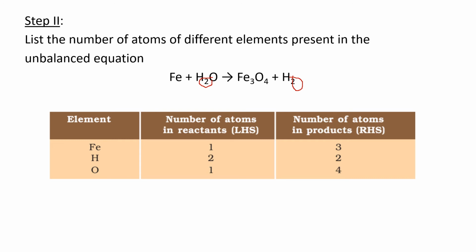And oxygen has 1 atom on the left hand side and 4 atoms on the right hand side. So obviously this is an unbalanced equation.